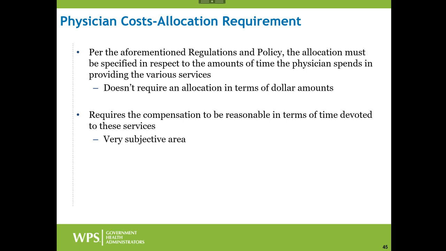Now the allocation agreements, the requirements that we just talked about in the regulations and policy, talk about an allocation of time. It doesn't necessarily require an allocation in terms of dollar amounts. We can take the percentage of time and apply it to the total remuneration to determine how much is professional component, how much is provider component. But the key thing is this compensation has to be reasonable. It's a pretty subjective area. If there was something that looked unreasonable compared with other hospitals in the area or prior years, that's when our auditors may request more documentation from the providers.